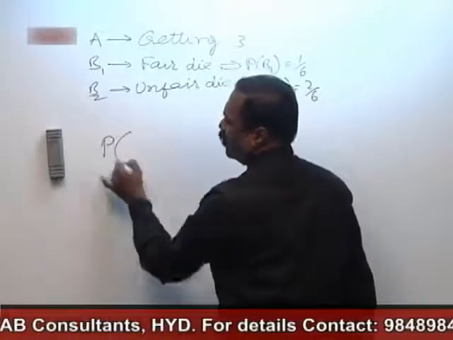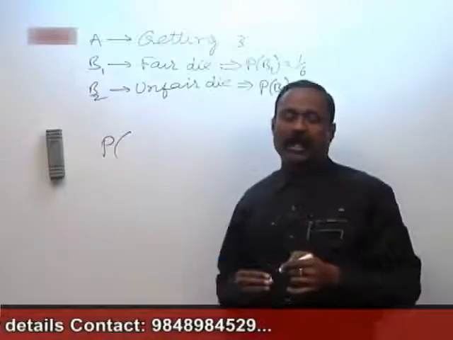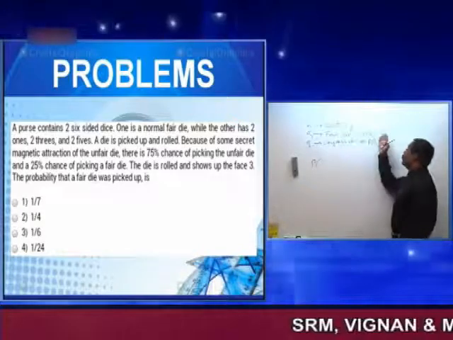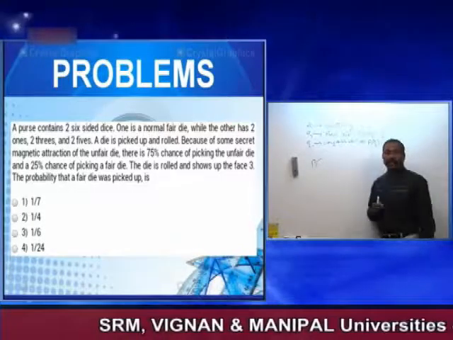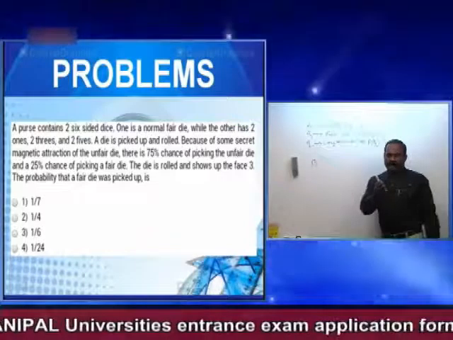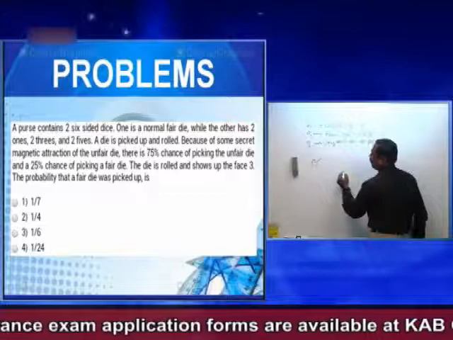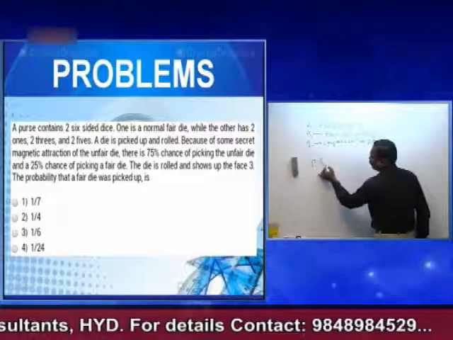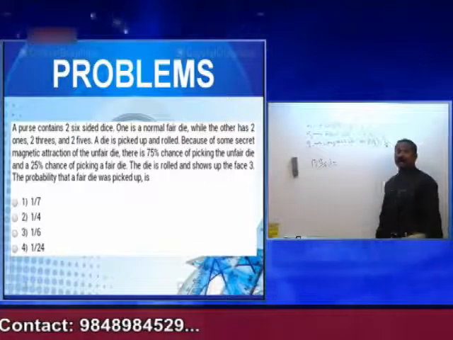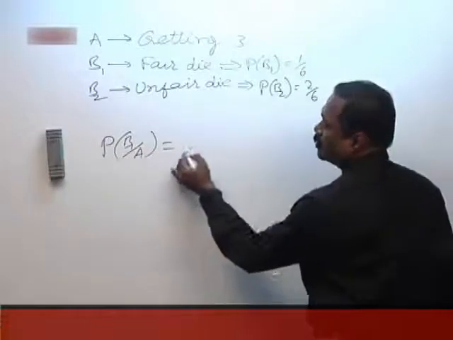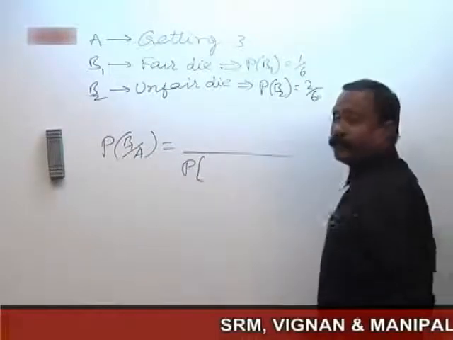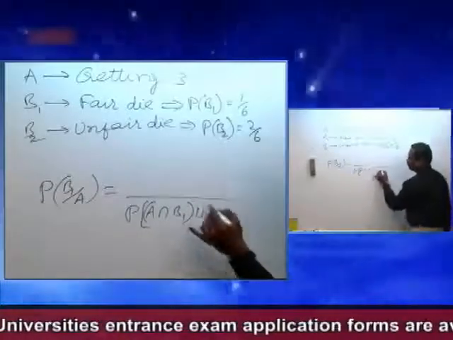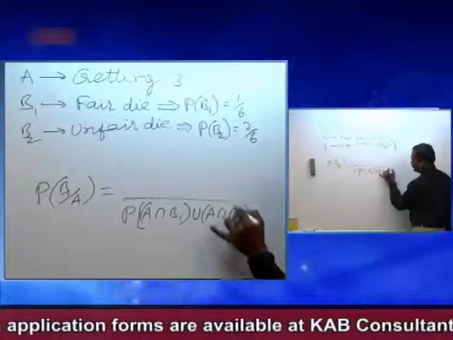Now, let us write what is required in the problem. The die is rolled and shows up the face 3. It is given that it has shown up 3. So we have written the probability of showing up 3. Now, the probability that a fair die was picked up. Always remember, the fair die is B1. So it is to be written as P of B1 given A. So, what do we require? Probability of A intersection B1 union A intersection B2. What does it mean?